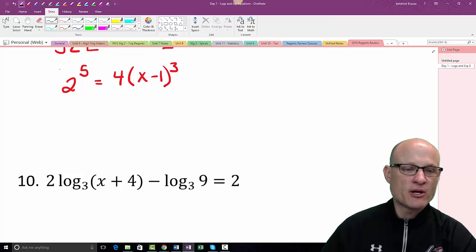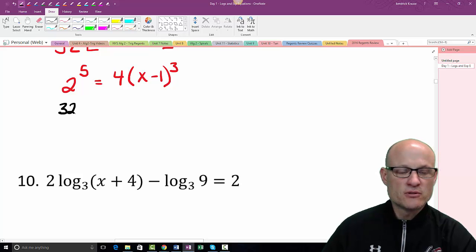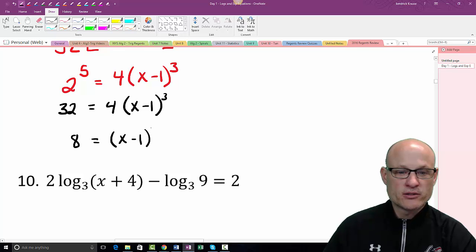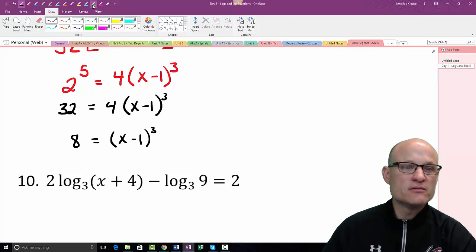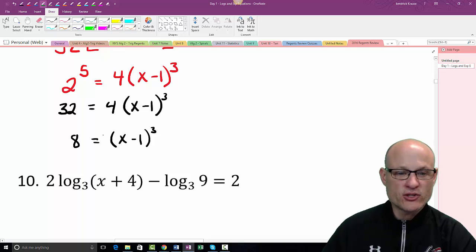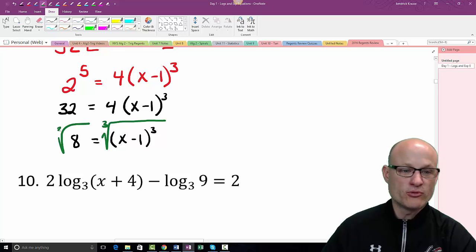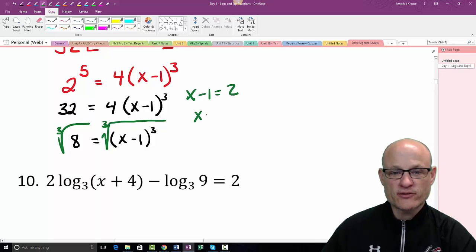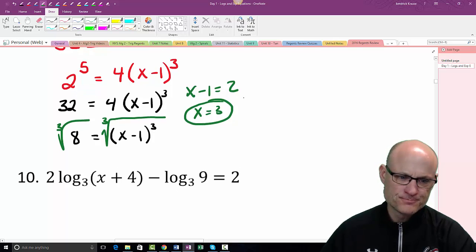So let me finish this problem up. This is 32 is equal to 4 times x minus 1 cubed. If I divide by 4, I get 8 equals x minus 1 cubed. Now, if I take the cube root of this, not the square root, but the cube root, and I take the cube root of this, I get x minus 1 equals 2, or x is equal to 3. Tricky problem, but not bad.